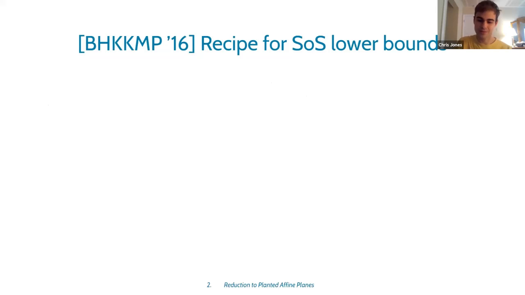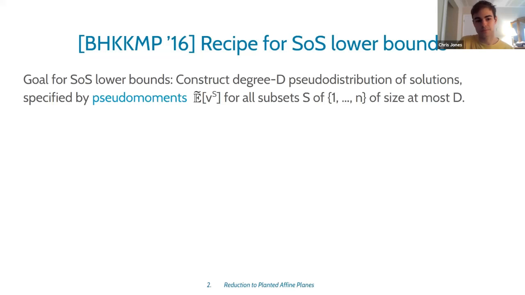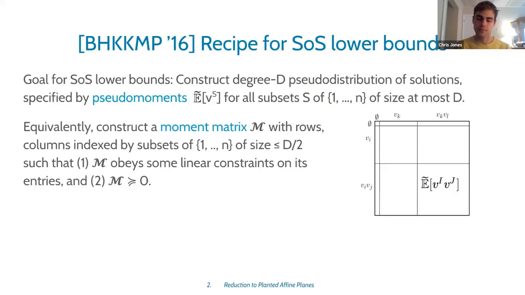At a high level, we follow this generic recipe for proving SOS lower bounds from the paper by Barak, Hopkins, Kelner, Kothari, Moitra, and Potechin for planted clique. To construct an SOS lower bound, it's a convex program, so you need to construct a dual object to show a lower bound. The dual object for SOS is a so-called pseudo-distribution, which is specified by pseudo-moments. An equivalent way you can specify this pseudo-distribution is by constructing a moment matrix M. The entries of the moment matrix are the pseudo-moments of the pseudo-distribution, and it's a block matrix with different blocks depending on the degree of the moment. What we need to show to construct this dual object is that M satisfies some linear constraints on its entries, and it also needs to be PSD.